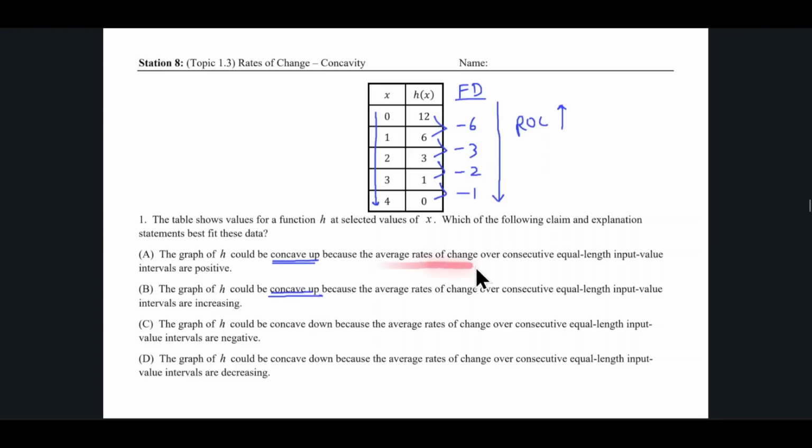Why? Because average rate of change are positive? No, that's not the reason. Average rate of change is positive means the function will be increasing. That's the incorrect reasoning. Option B is saying when the average rate of change are increasing. Yes, definitely. ROC is increasing. That's what we are looking for. It is increasing. That's why it is concave up.